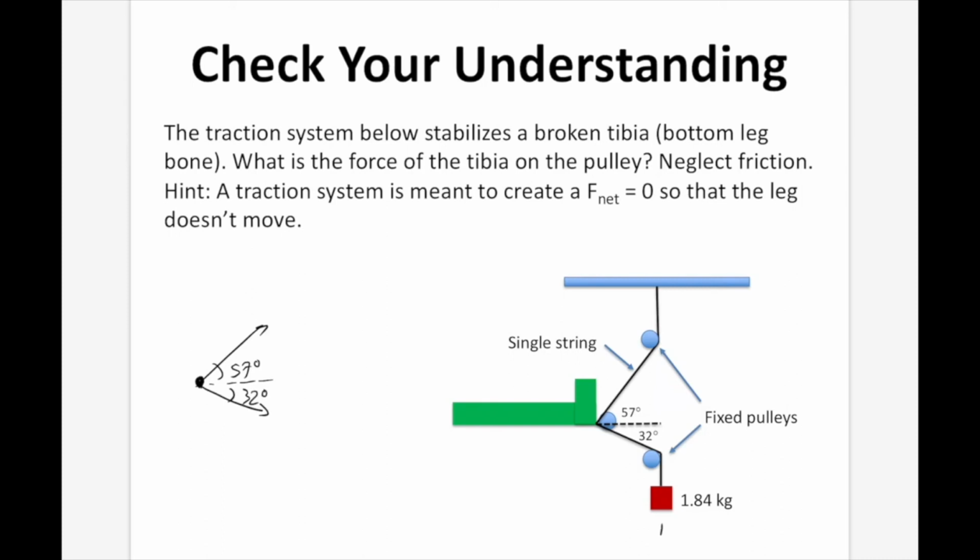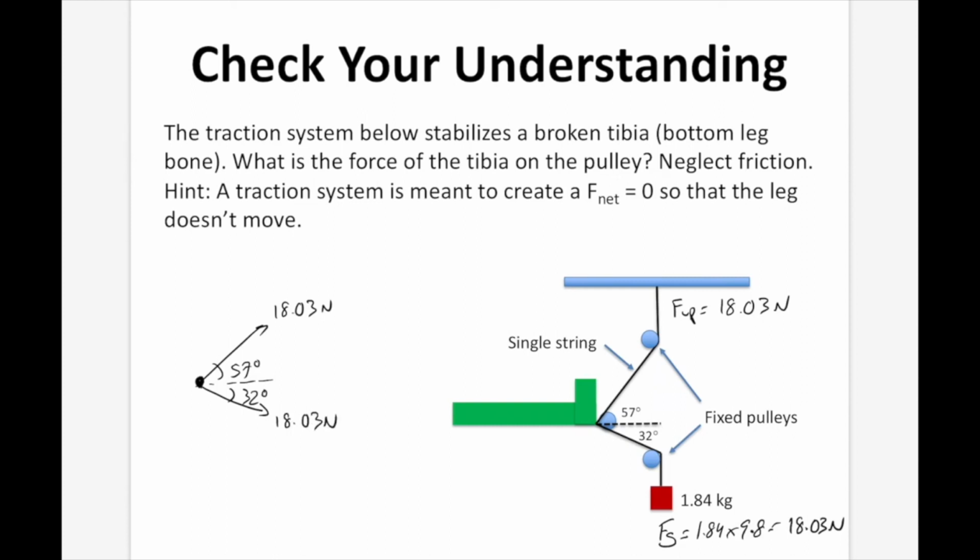To find the force, the force G is going to equal 1.84 times 9.8, and that equals 18.03 newtons. Now you need to have equal force down as you have up, so that the pulley system doesn't move. So that means the force up here must also equal 18.03 newtons. So we're going to say 18.03 newtons and 18.03 newtons. And that's all the main information that we need.